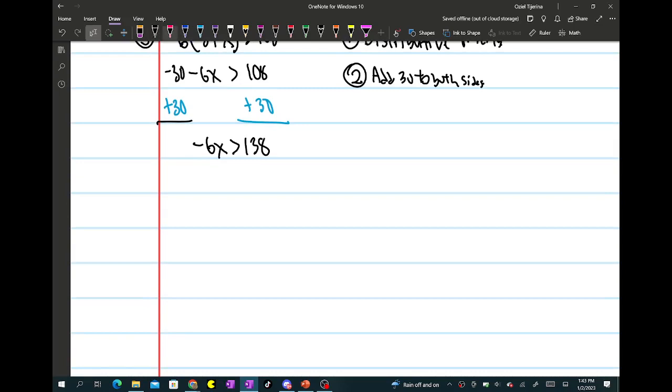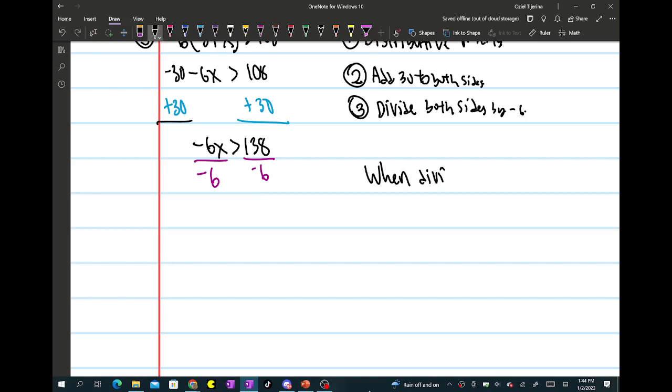And then lastly, you're going to divide both sides by 6. Actually, we're going to do this, and then we're going to switch the symbol. So divide, not 6, negative 6. Divide both sides by negative 6. So then when you do that, the signs switch, right? And let me see what 138 divided by 6 is. So if I do that on the calculator, give me 1 second. Okay, so when dividing by a negative number, switch or flip the inequality symbol.